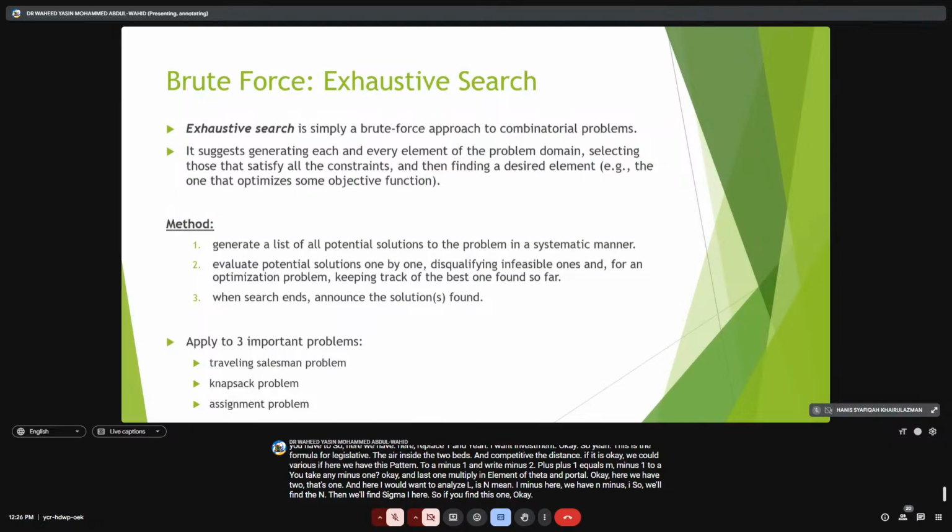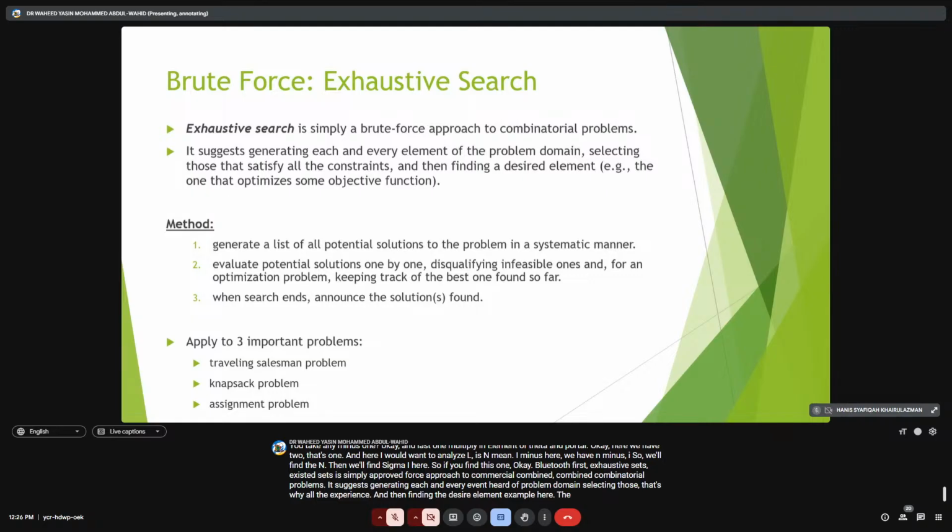Okay. Brute force, exhaustive search. Exhaustive search is simply a brute force approach to combinatorial problems. It suggests generating each and every element of the problem domain, selecting those that satisfy all the constraints, and then finding the desired element.